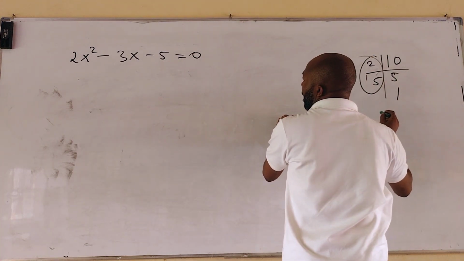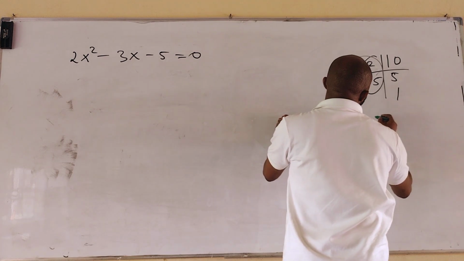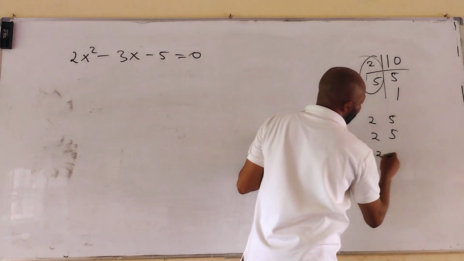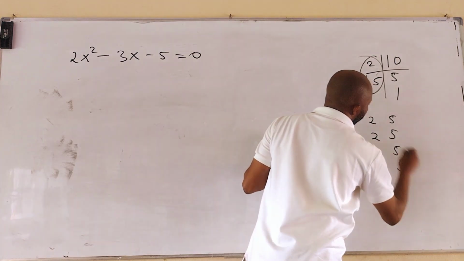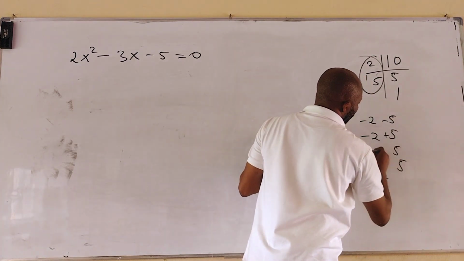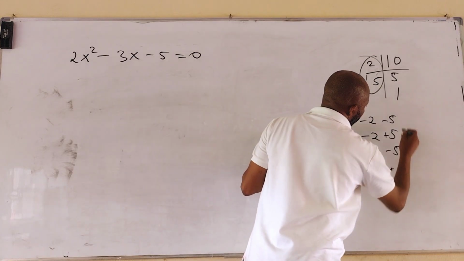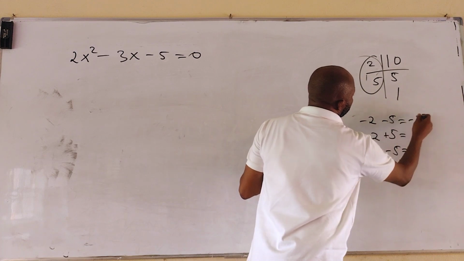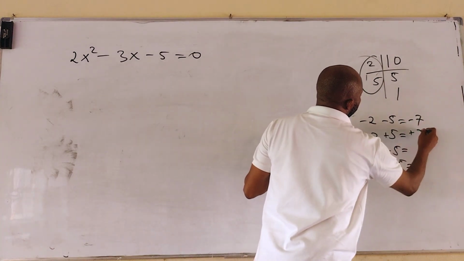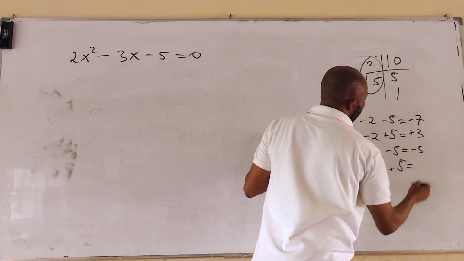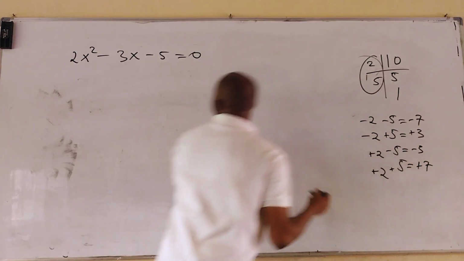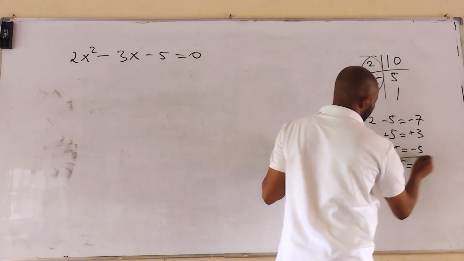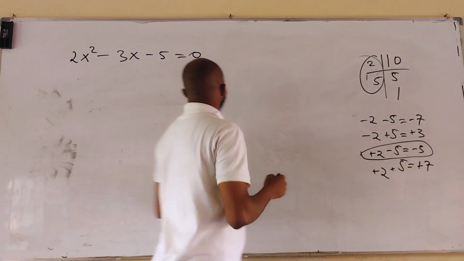So I have 2 and 5. With the signs: minus, minus, minus, plus, plus, minus, plus, plus. This is minus 7, plus 3, minus 3, plus 7. Looking for two numbers that will give us minus 3, these two.